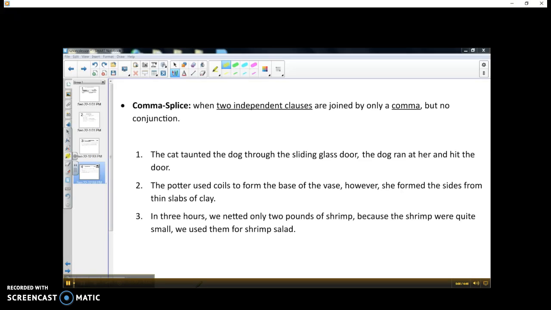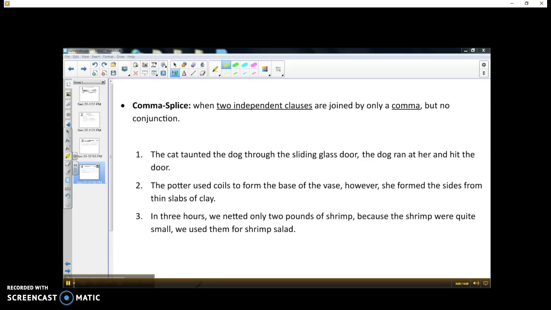Now, in the second sentence, we have, the potter used coils to form the base of the vase. However, she formed the sides from thin slabs of clay. Now, this would be our comma splice. Now, we have different ways we could correct this. We could change this to a semicolon. Something else we could do is we could ultimately make this into a period. But again, that makes two simple sentences.